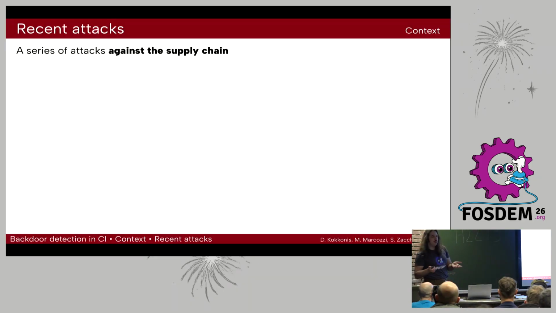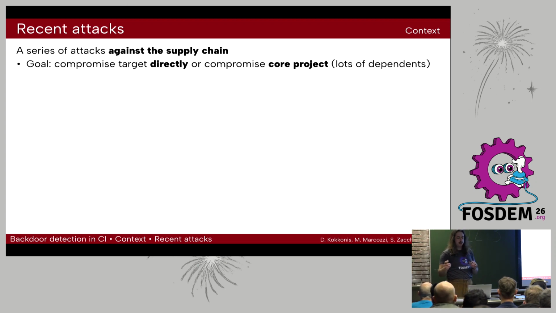As I'm sure you may know, there's been a bunch of recent backdoor attacks targeting the supply chain. There are two goals here. Either you compromise a project directly and you get access to that project, or you compromise some core project that has a lot of dependence on it, and through that project you pollute the entire supply chain.